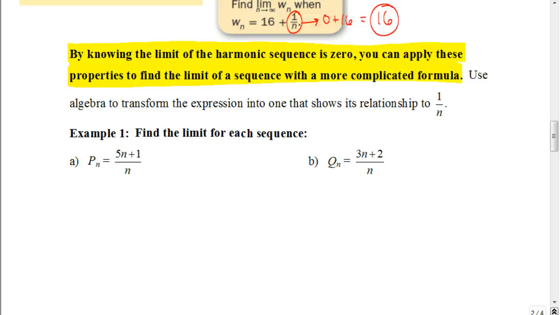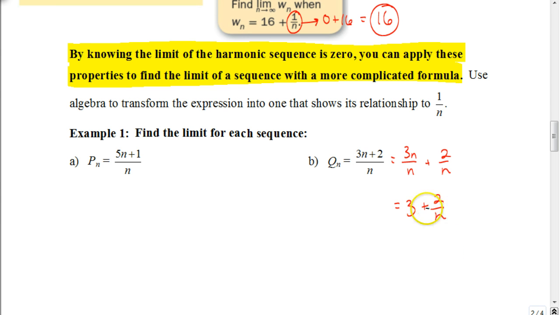Okay, let's actually start with the one on the right, the 3n plus 2 divided by n. We're going to start by, because this is one giant fraction, since we're dividing by n, we can break this up into two smaller fractions, meaning that we take 3n divided by n and take the 2 divided by n. Now 3n over n simplifies to just be 3. Now remember, this does not look exactly like the harmonic sequence. The harmonic sequence is 1 divided by n. This is 2 divided by n.